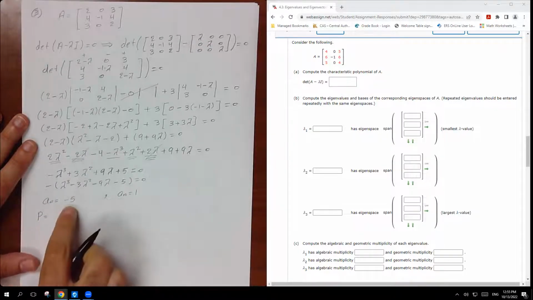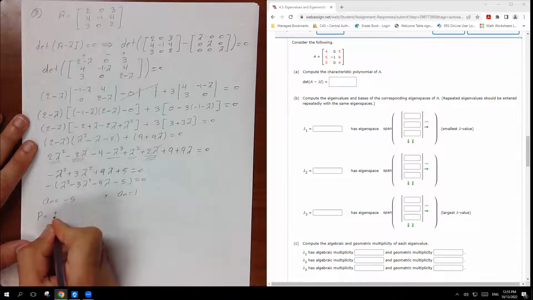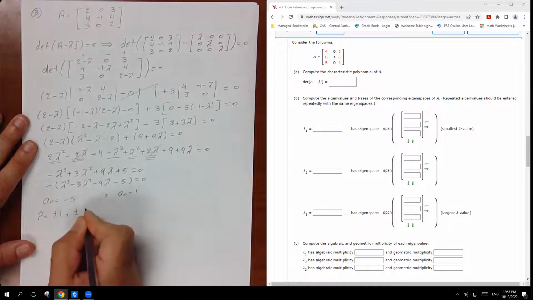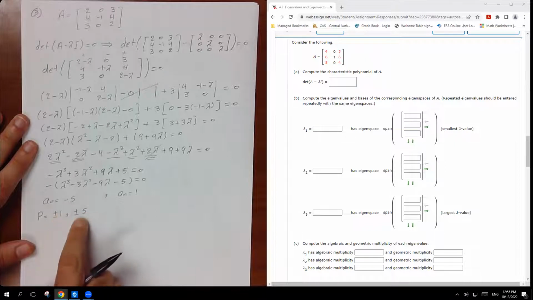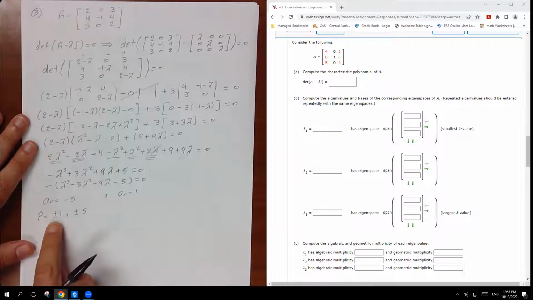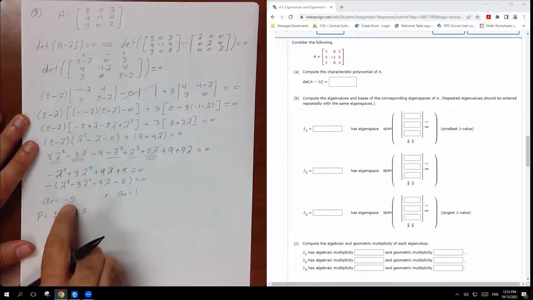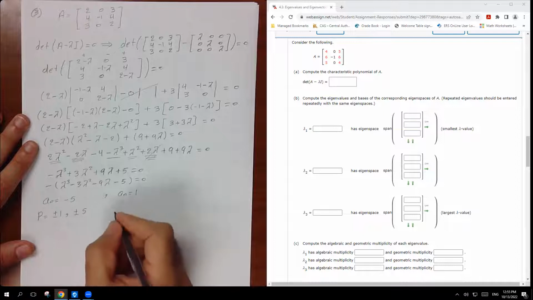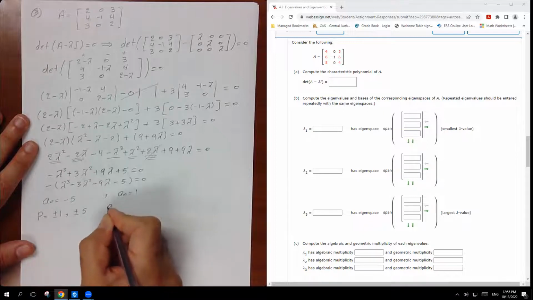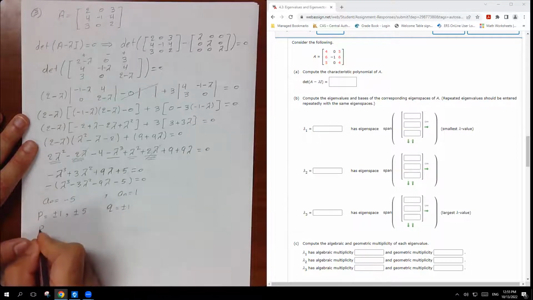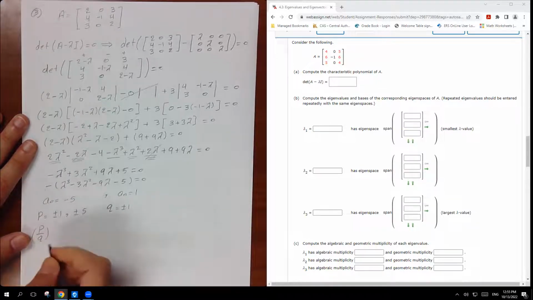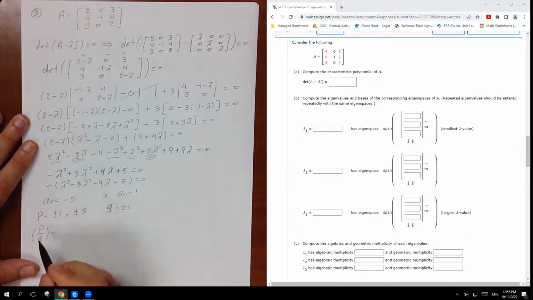P is going to be the factors of -5, which is plus or minus 1, plus or minus 5, because 1 times -5 is going to be -5, and -1 times +5 is going to be -5. So the factors for the number -5 are these two numbers. Q is the factors of 1, which is plus or minus 1. Now, the rational zeros are going to be P over Q.